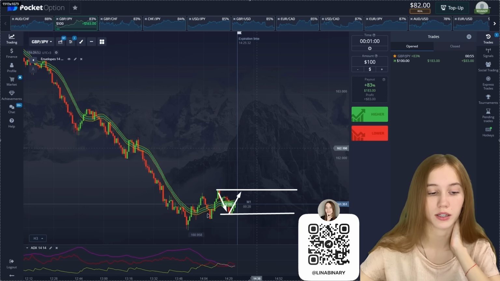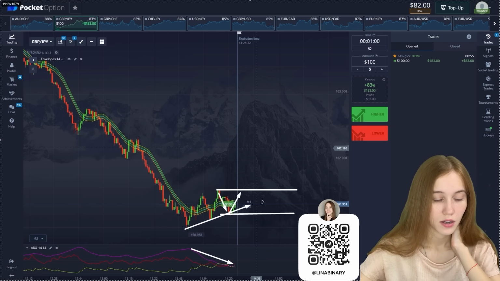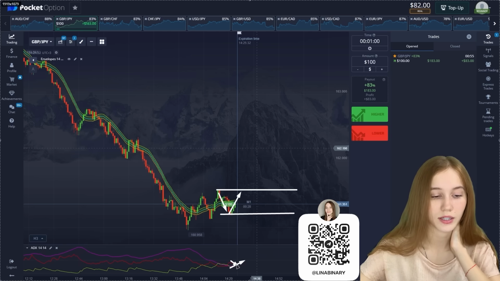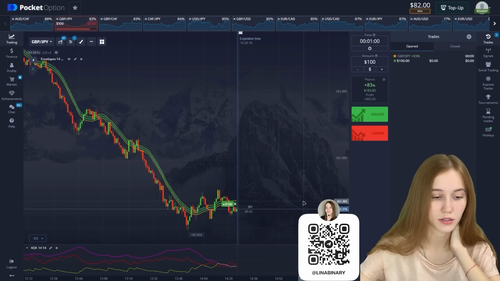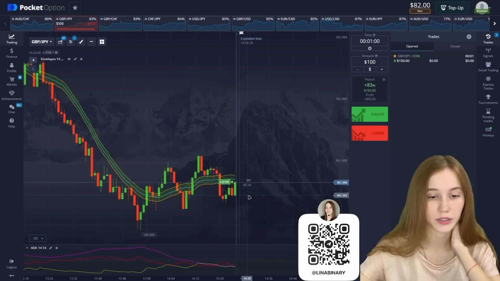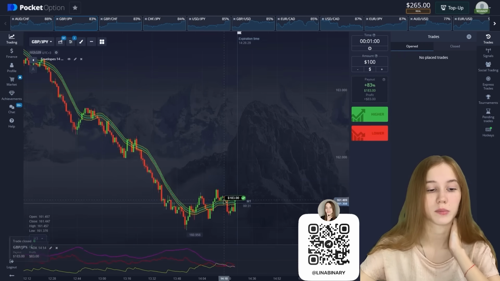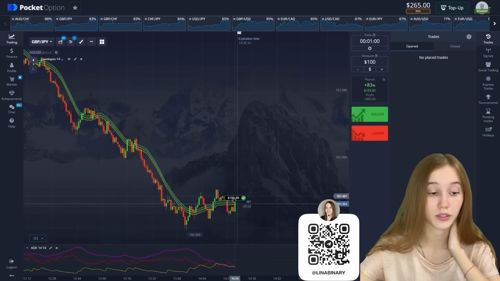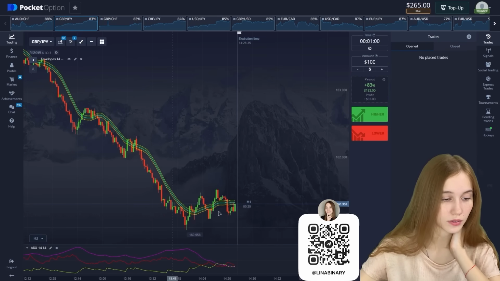There was a sharp decline and a very long one, and now the market will begin to recover. The red line is directed downwards and the green line is directed upwards. This is good. We see a trend reversal and 5 seconds left until the end of the deal. Good. Our profit is $183 and the balance is $265. Good. Let's move on to the next concept.